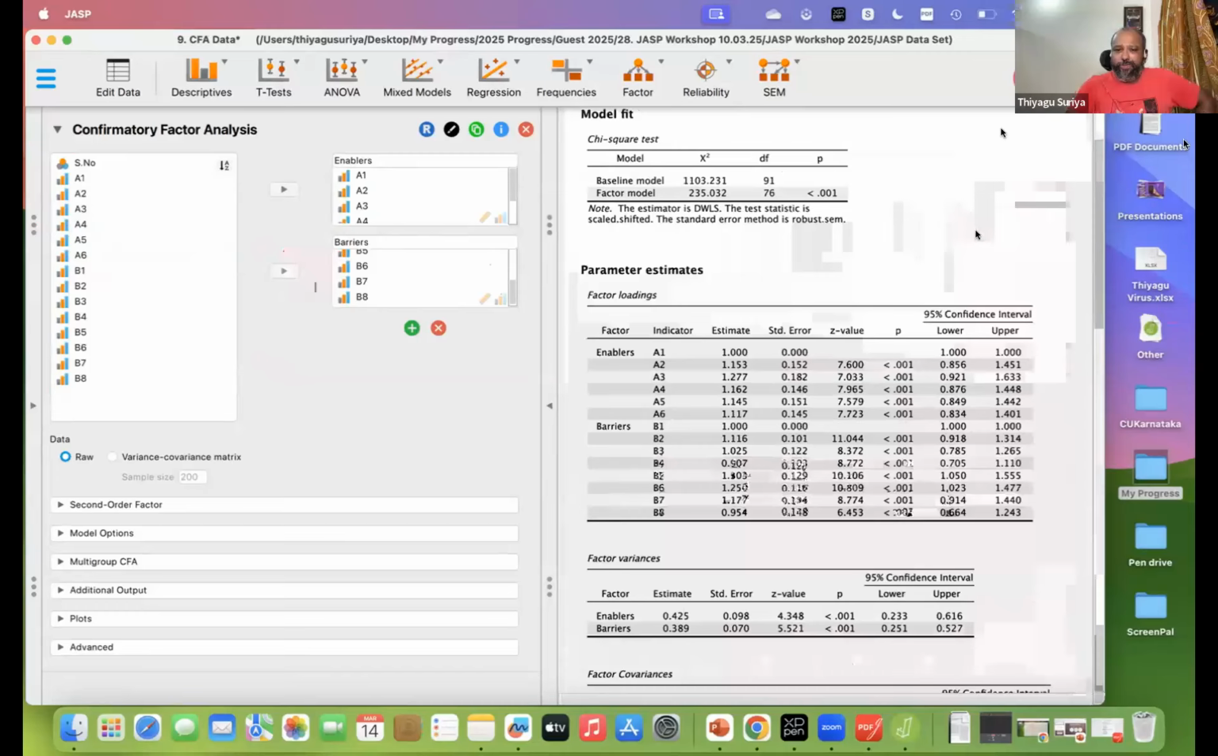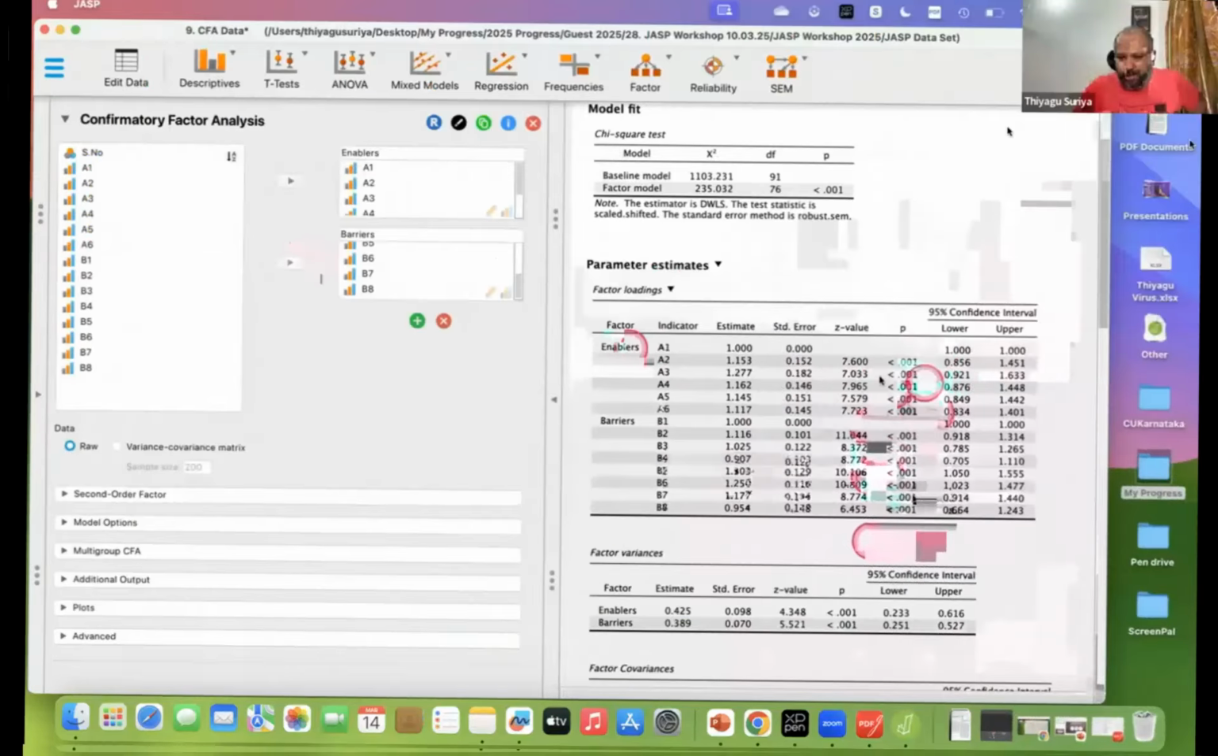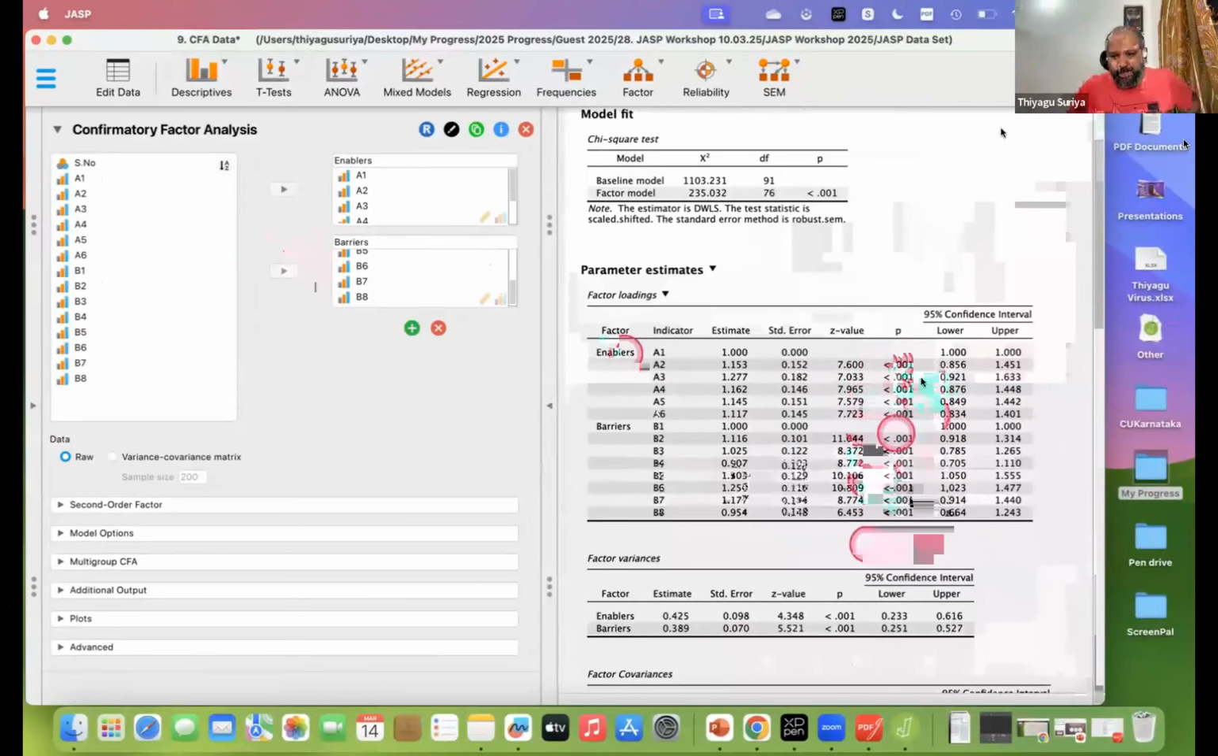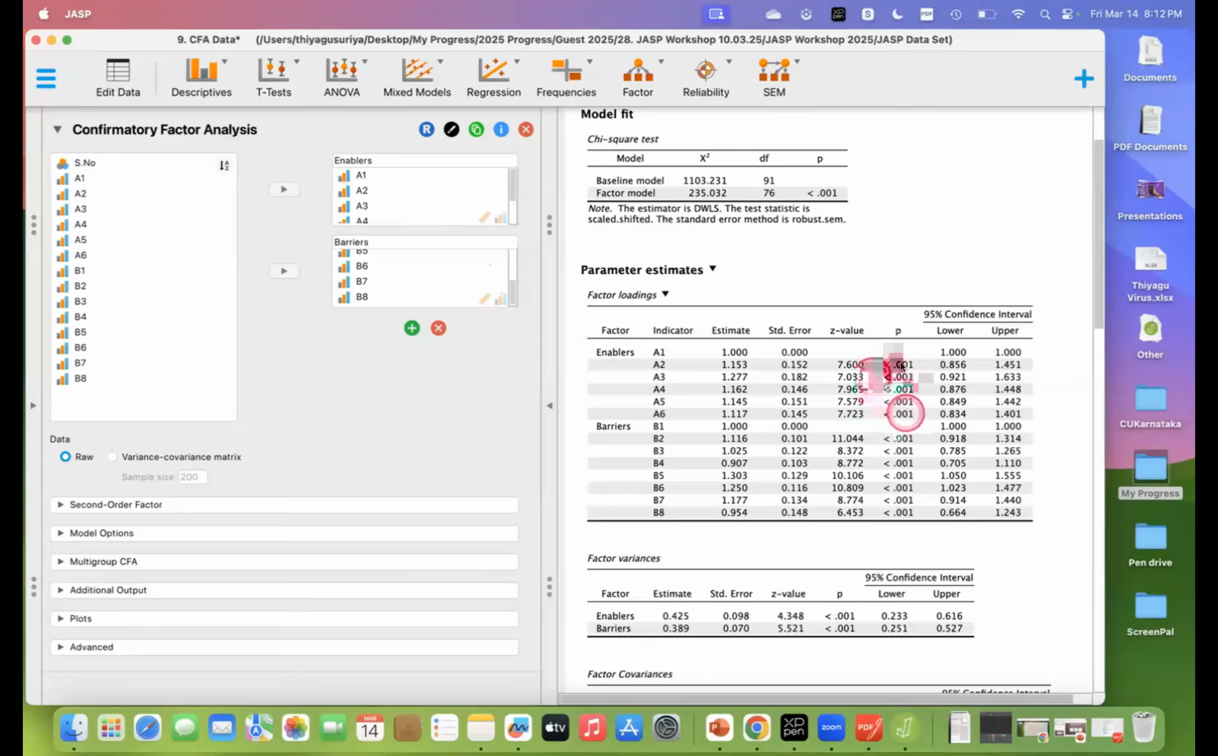Now we need to write the interpretation. One more thing you need to check: the p-value tells whether the model fits, whether these two factors and these items are fitting. Now you can see all the p-values for the enablers are significant. Barriers, all are significant. Then what is the meaning? These 6 items lie on the enabler, and B1 to B8 lie on the barrier.